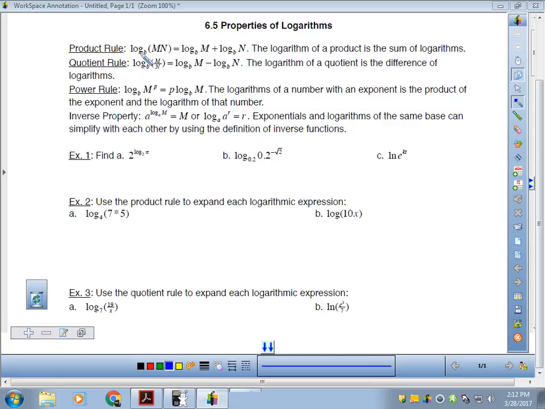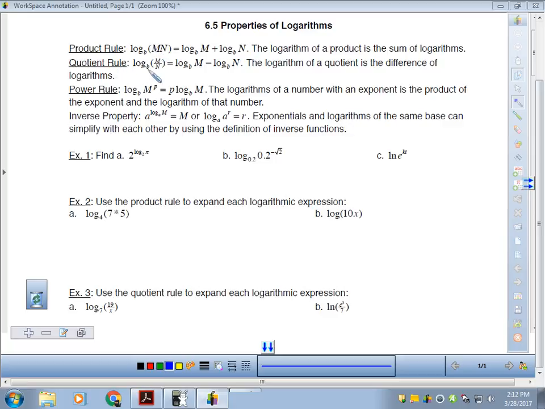It says if you have log base b of m times n, that means you have a multiplication inside of the logarithm, you are allowed to split it up into log base b of m plus log base b of n. So multiplication splits up into addition. And that's just like your exponent rule. With your exponent rule, when you had multiplication, you added exponents. Well, same thing here. When you have multiplication inside the log, you add two logs.